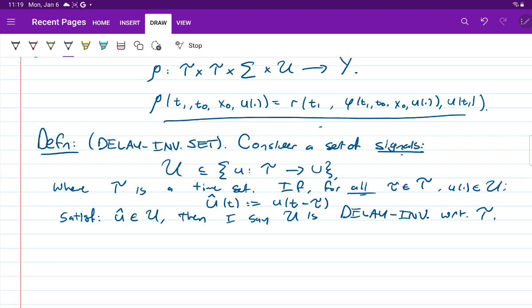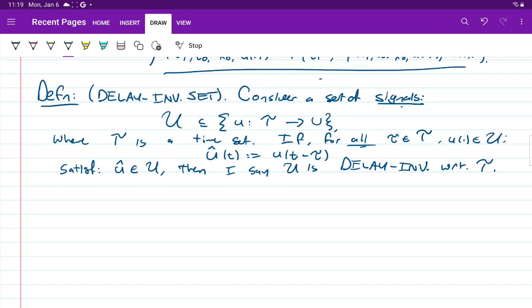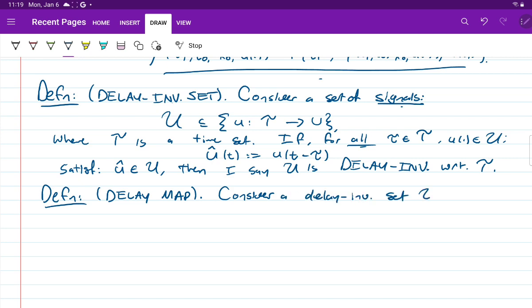Okay, let's continue. So far we've defined this delay invariant set, and we defined it on our path towards getting a clear mathematical definition for time invariant systems. Let's now take one more step towards that. Next up, I'll define something called the delay map. So consider a delay invariant set u, okay?